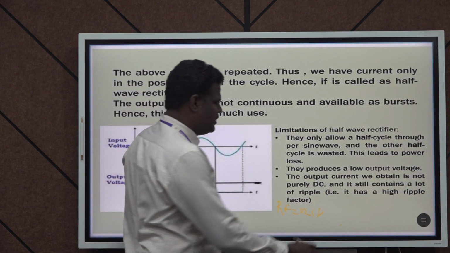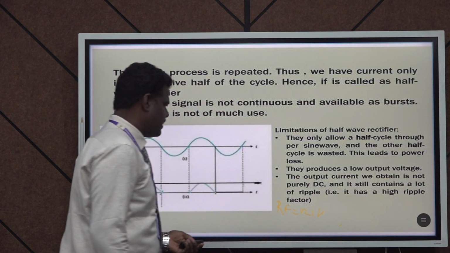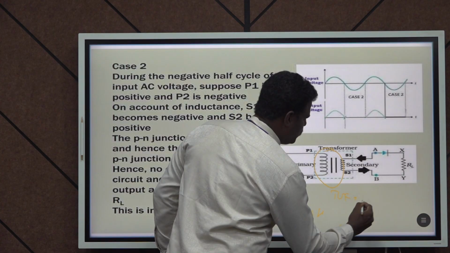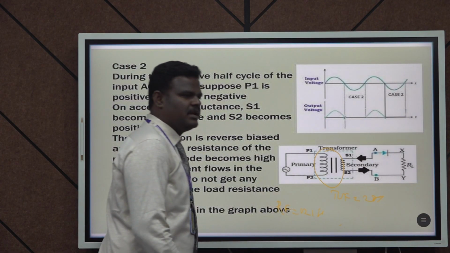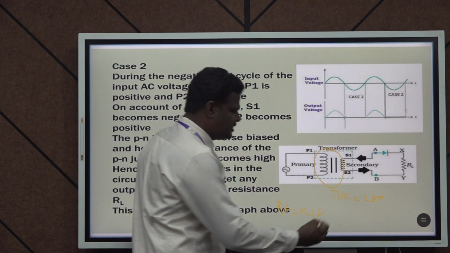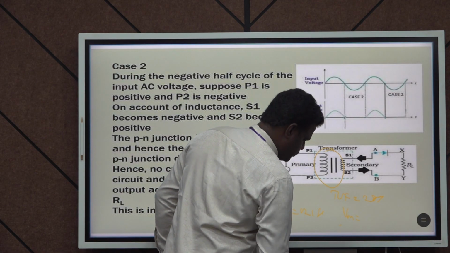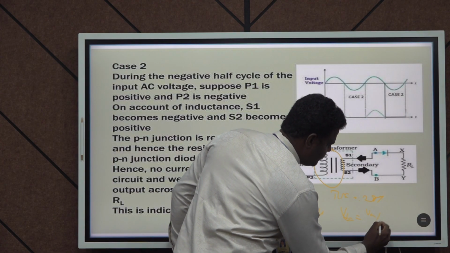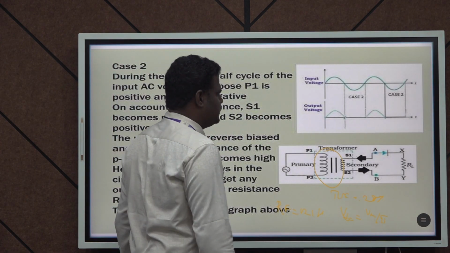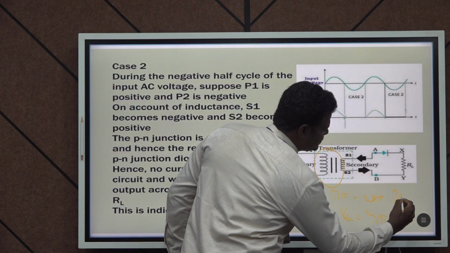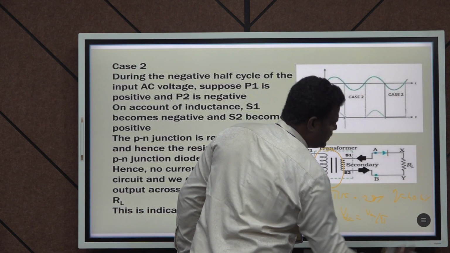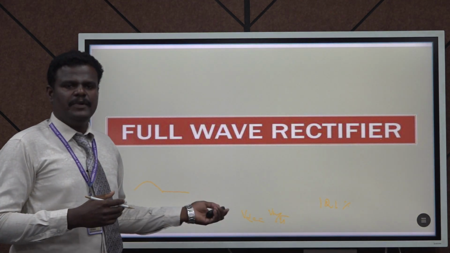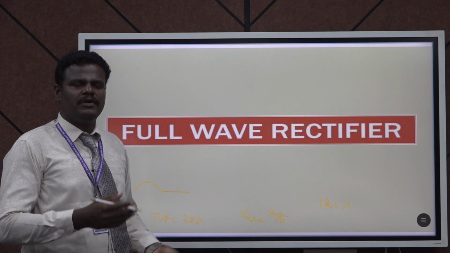Then the transformer utilization factor. Here we have a transformer, and the transformer utilization factor, TUF, is only 28%. This is another limitation. Then the output voltage level: the output voltage VDC is equal to VM by pi, so it is a lower output voltage. Then the efficiency is only 40.6%. These are all the limitations of the half wave rectifier. So to nullify the limitations of the half wave rectifier, we are moving towards the full wave rectifier.